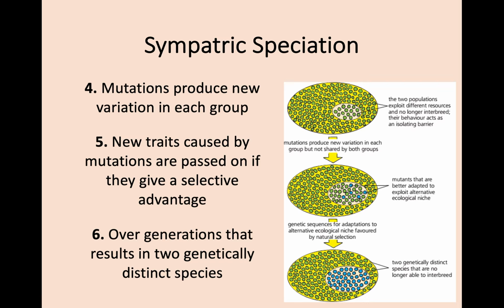And really just the same as allopatric speciation, in this case, mutations produce new variation in each group. The new traits caused by mutations are passed on if they give a selective advantage, if they're good genes. And over generations, you then have two genetically distinct species. So you end up with exactly the same thing. Two genetically distinct, different species that cannot interbreed with each other, even if they all decide to then start reproducing.